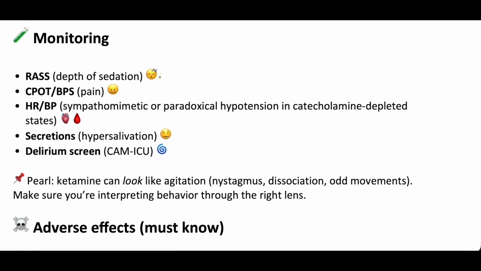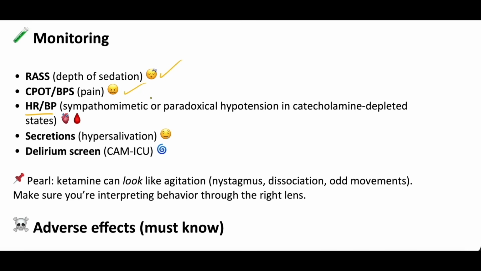If you're using it for sedation, you got to monitor the RASS score. If you're unaware of what the RASS score is, Richmond Agitation-Sedation score, we have a whole episode on it. Again, broken record over here, but just search whiteboard medicine RASS. Same thing with CPOT. If you're titrating this for pain, you have to trend your CPOT scores. In addition to that, you want to watch the heart rate and blood pressure.